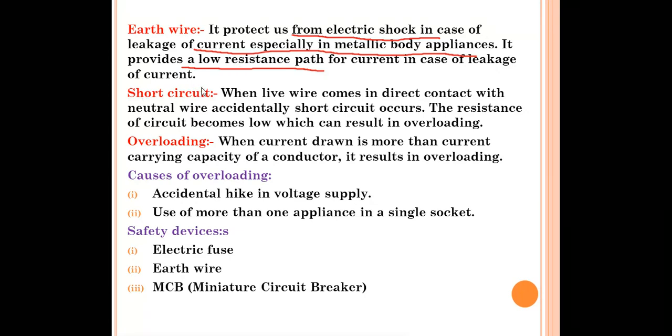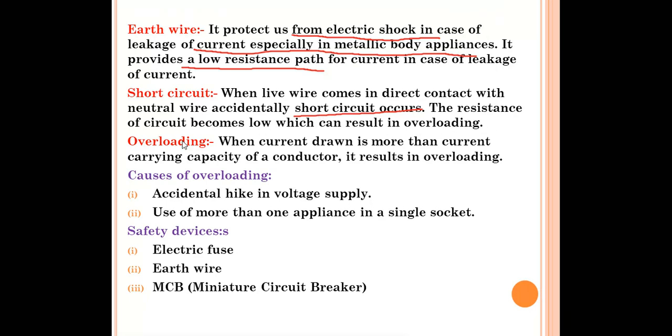Next one is our short circuit. What is short circuit? When live wire comes in direct contact with the neutral wire accidentally. When the live wire and the neutral wire, red color wire will come close to the black color wire. Live and the neutral wire will come accidentally close to each other. That time what will happen? Short circuit can occur. So how short circuit will occur? When the live wire will come in direct contact with the neutral wire, that time short circuit can occur.